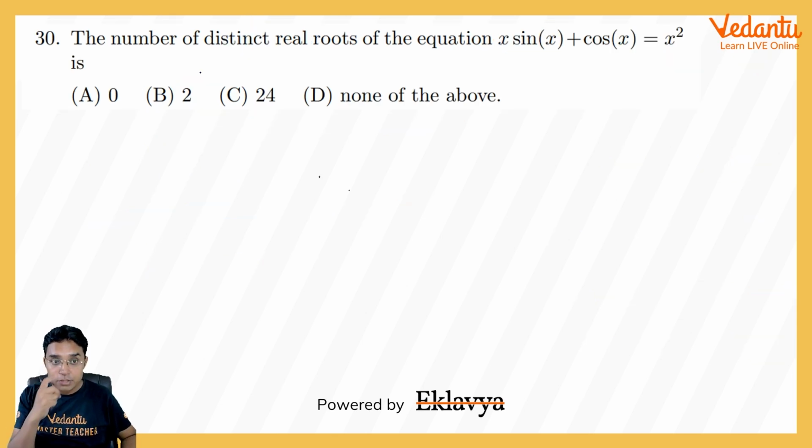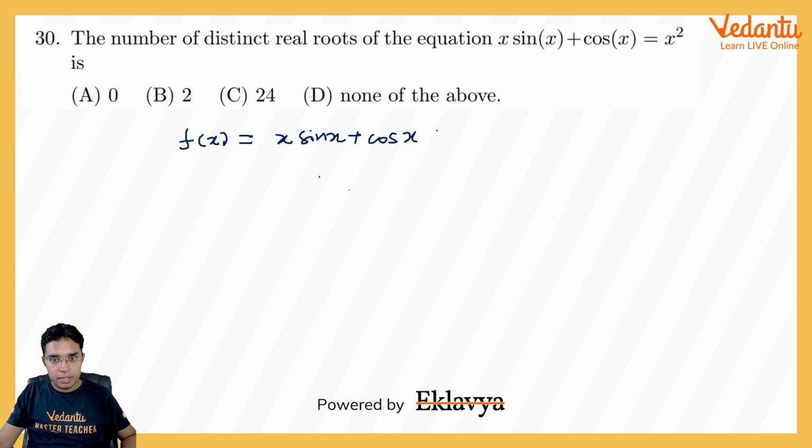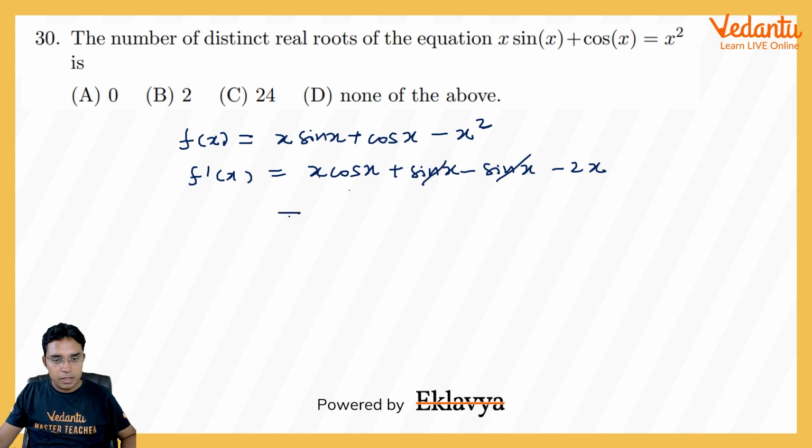Okay, now coming to the last question, that is 30. Number of distinct real roots of this equation. So here I would like to do this question by taking everything on one side: x sin x plus cos x minus x square, and then do the differentiation. If you check, you will get x cos x plus sin x minus sin x minus 2x. So this sin x cancelled, and x common, cos x minus 2. So that is the differentiation.